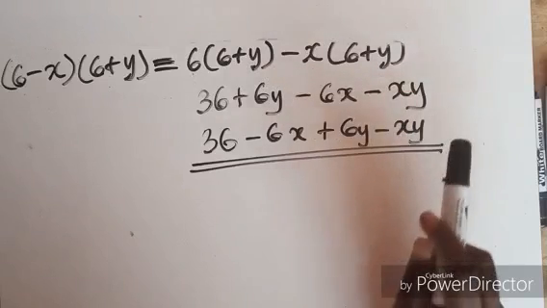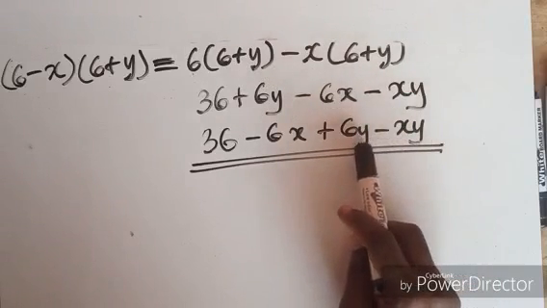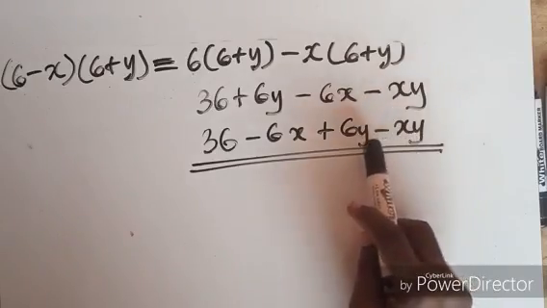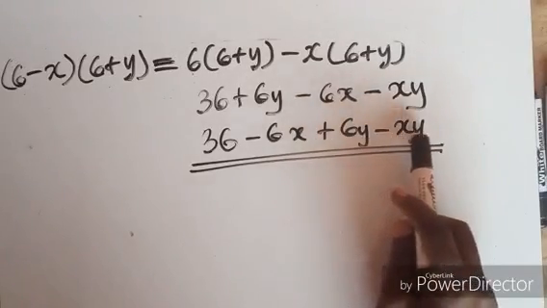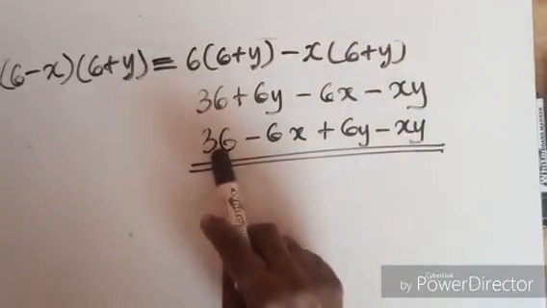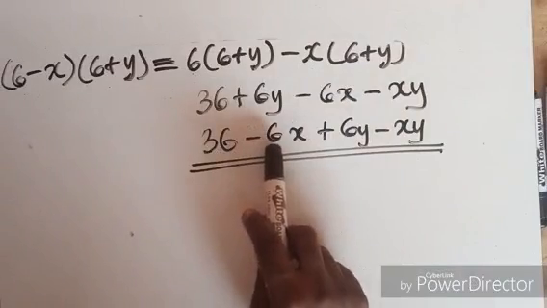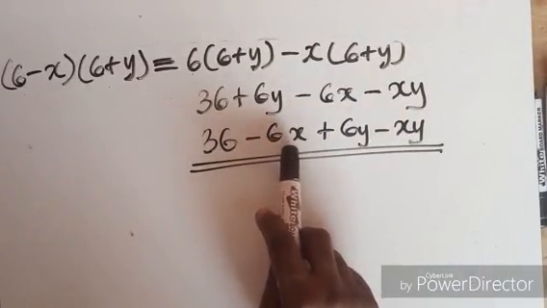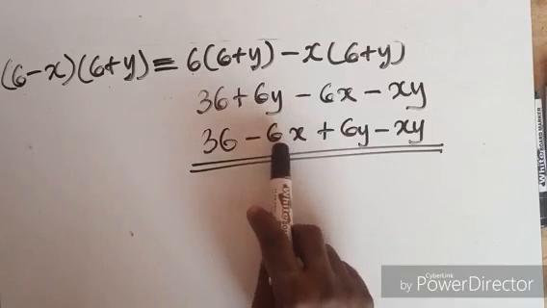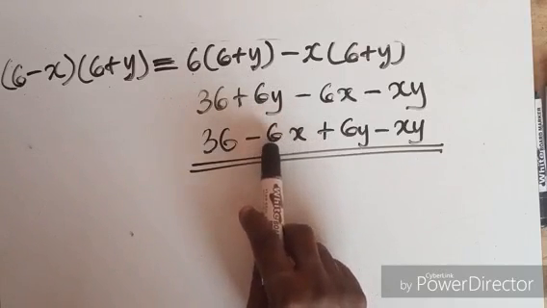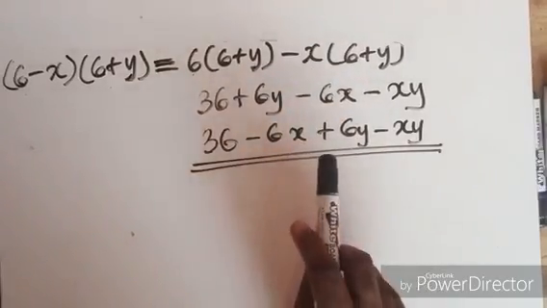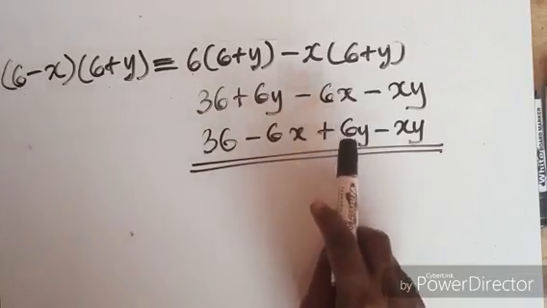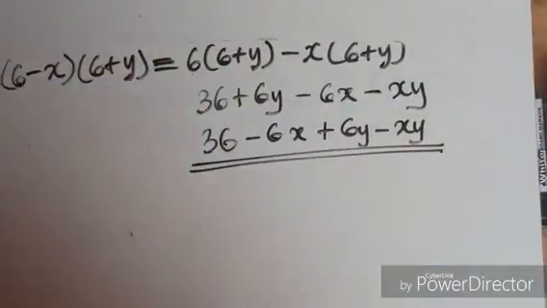As a matter of fact, we can only add variables if they are the same and have the same power, but this one is 6y and this one is xy, they are two different things. And neither can I add 36 to minus 6x, because minus 6x is also a different thing. The best you can do is factorization. So when we get to factorization, this aspect will be explained.